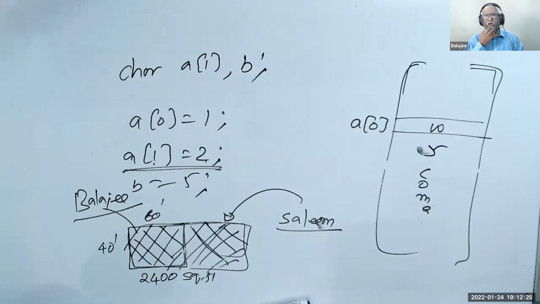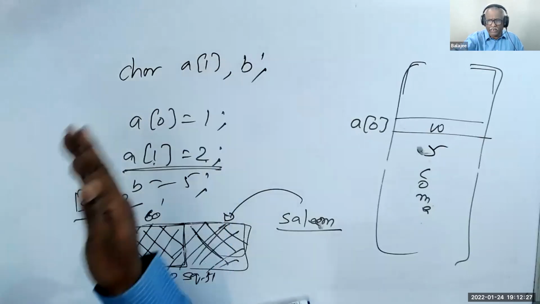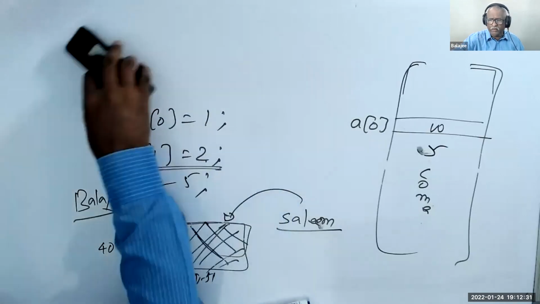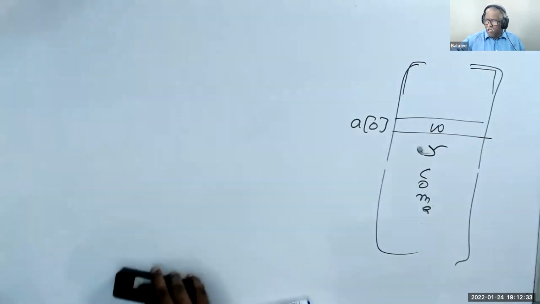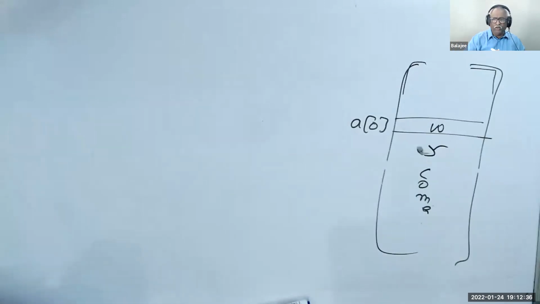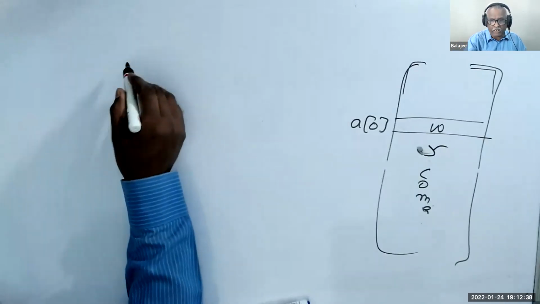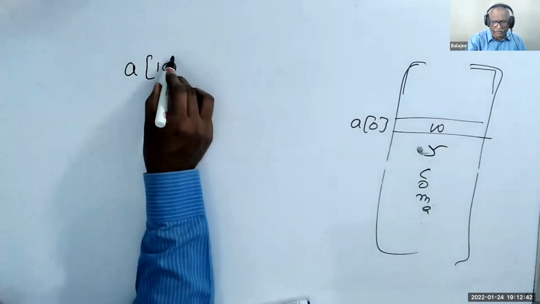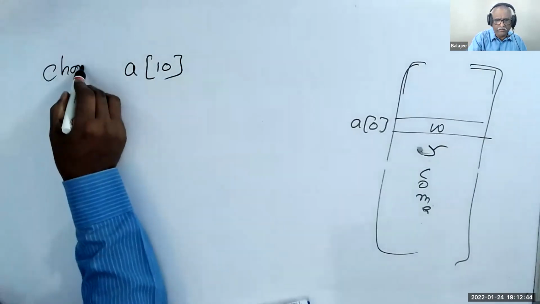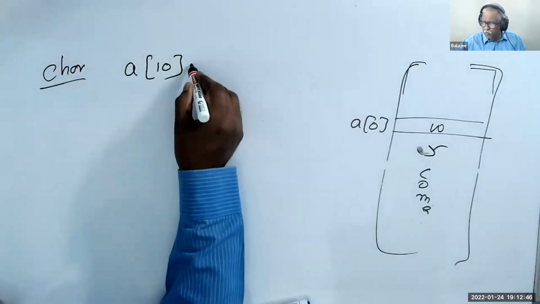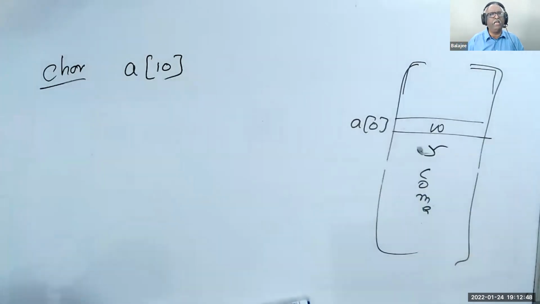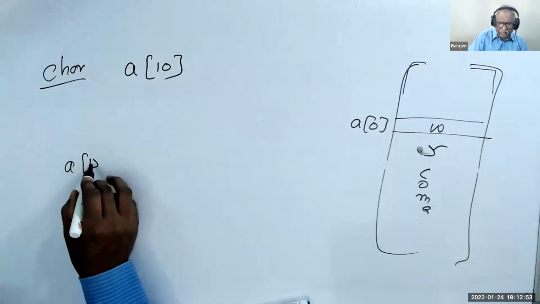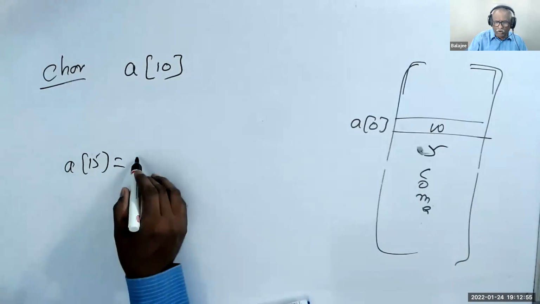Yes, you can declare A of 1. You have to declare it like that. That's the only way. So never try to use more than what you have declared. If you say char A of 10, you are not supposed to use more than 10. That means if you say A of 15 is equal to 5.